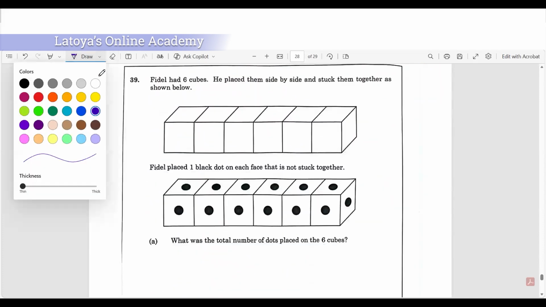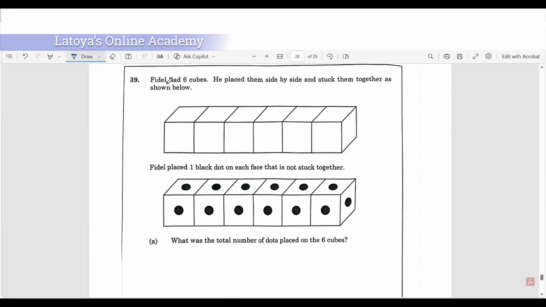Question 39, part A. It says Fidel has 6 cubes, and we can see the 6 cubes given. He placed them side by side and stuck them together as shown below. Okay. Fidel placed 1 black dot on each face that is not stuck together. On the faces that are not stuck together, he puts a black dot, and they are demonstrating that here.